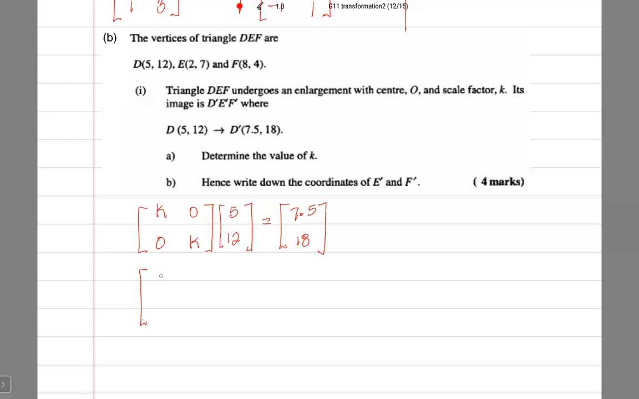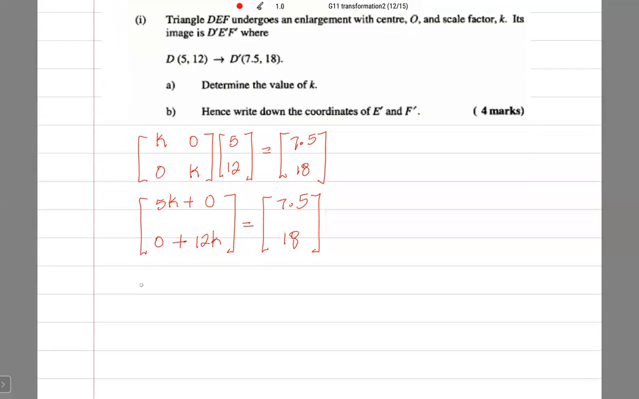K times 5 is 5K, plus 0 times 12 is 0. 0 times 5 is 0, plus K times 12 is 12K. And this is equal to (7.5, 18). So we have 5K and 12K at the bottom, and this is equal to (7.5, 18).